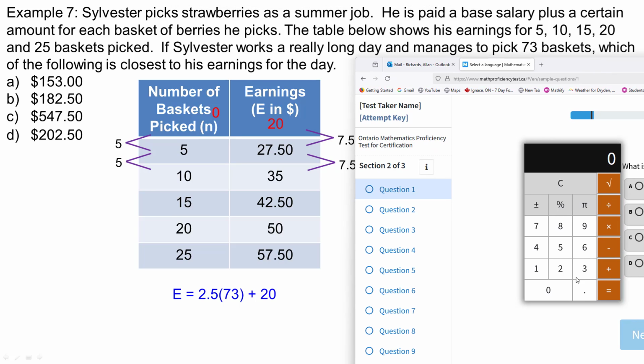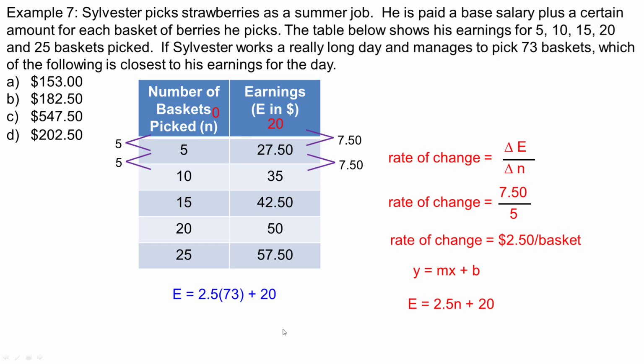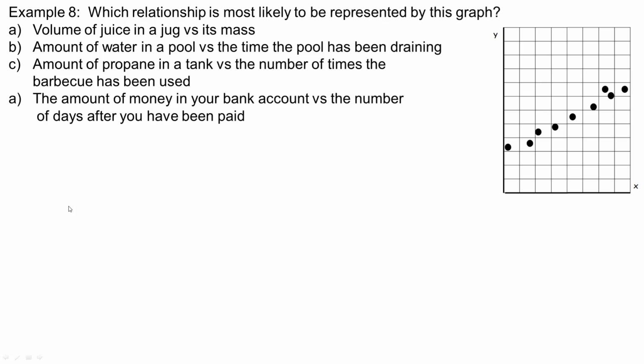So I want to clear this. So we go 2.5 times 73 equals, and then we add the $20. So 202.50. We'll get rid of this. That's what he would earn if he picked 73 baskets in a day. So 202.50 here is the correct answer for number 7. On to number 8.